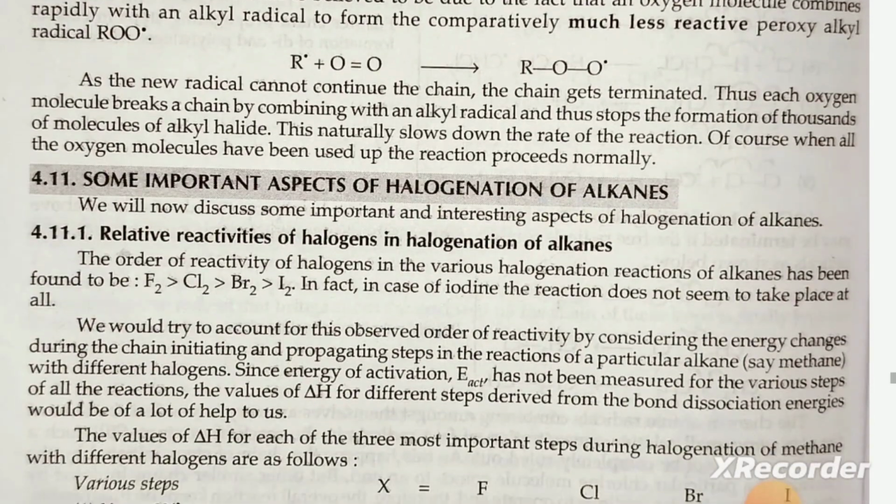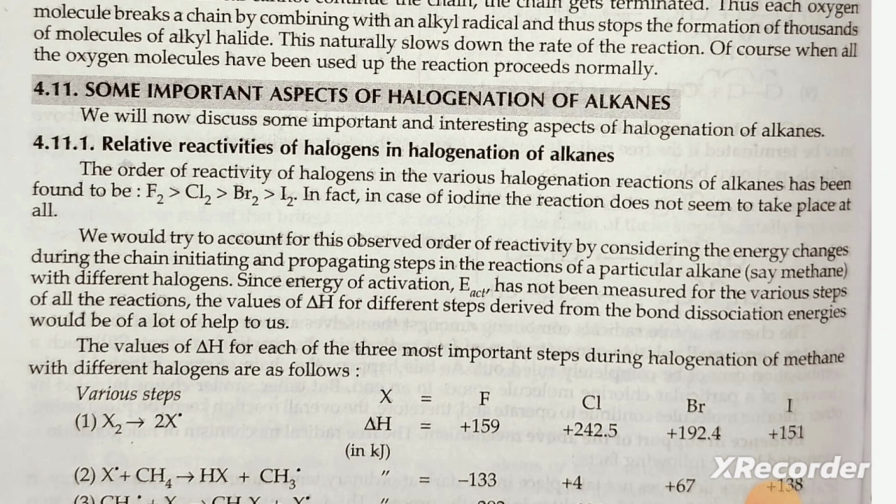Some important aspects of halogenation of alkane. We will now discuss some important and interesting aspects of halogenation of alkane. First, relative reactivities of halogen in halogenation of alkane. The order of reactivity of halogen in the various halogenation reactions of alkane has been found to be F2 greater than Cl2 greater than Br2 greater than I2. In fact, in case of iodine, the reaction does not seem to take place at all. We would try to account for this observed order of reactivity by considering the energy changes during the chain initiating and propagating steps in the reaction of a particular alkane, say methane, with different halogens.